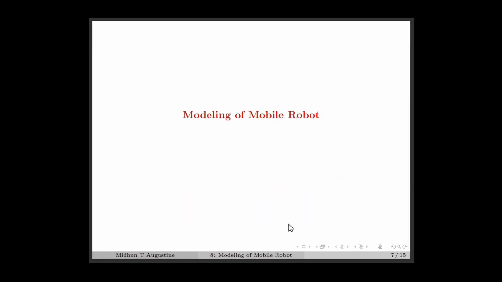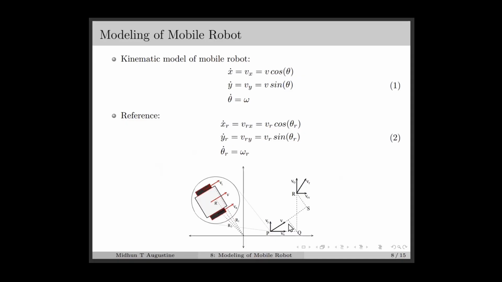First, we will be deriving the kinematic equation of the mobile robot. Then we move on to the dynamic modeling. The kinematic model of the mobile robot can be represented as in equation number 1, where Vx is equal to V cos theta, which can be seen from this figure, where Vx is the x component of the velocity and theta is this angle. So we can see that Vx will be equal to V cos theta and Vy will be equal to V sin theta, and theta dot will be omega, where theta dot is the derivative of the angular position, which is equal to the angular velocity.